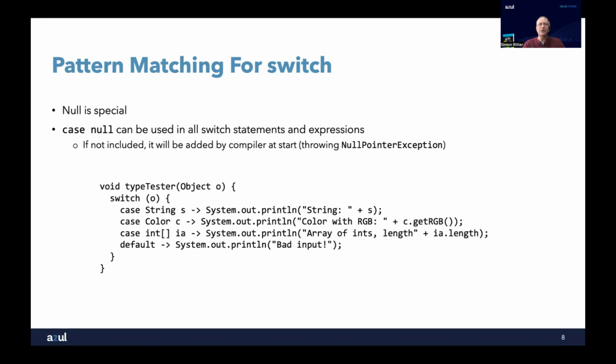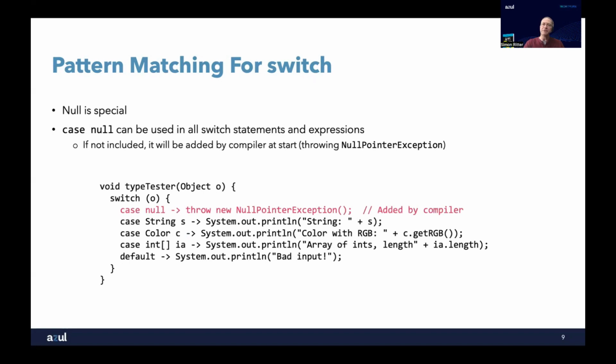Again, let's just look at an example here. Using our type tester, we can switch on o, but we don't explicitly put in a case for null. We've got string, we've got color, we've got int array, and then a default. Default will not catch null. That's quite an important thing to note in this case. Again, it maintains backwards compatibility. So what actually will get compiled here is that the compiler will insert a case null, which will throw a new null pointer exception. And again, it will behave in exactly the same way.